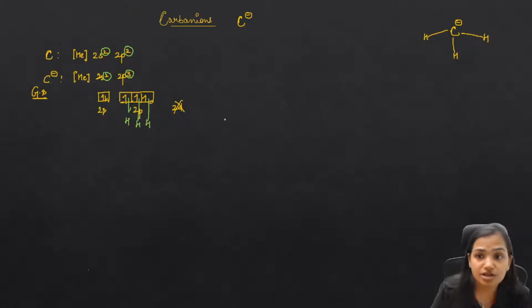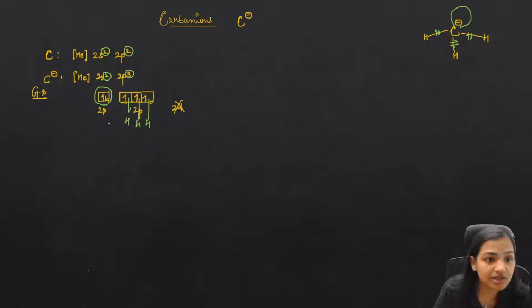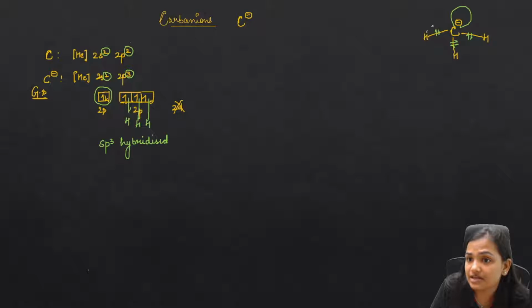So this is the carbanion. When you see the structure of the carbanion, you will find these are the shared pairs of electrons, 1 2 3 4 5 6, and this 2s electron pair is basically the non-bonded pair of electrons. The hybridization of a carbanion is usually said to be sp3. Why are they said to be sp3 hybridized? Because they have a tetrahedral kind of geometry: 3 bonded pairs and 1 non-bonded pair of electrons.